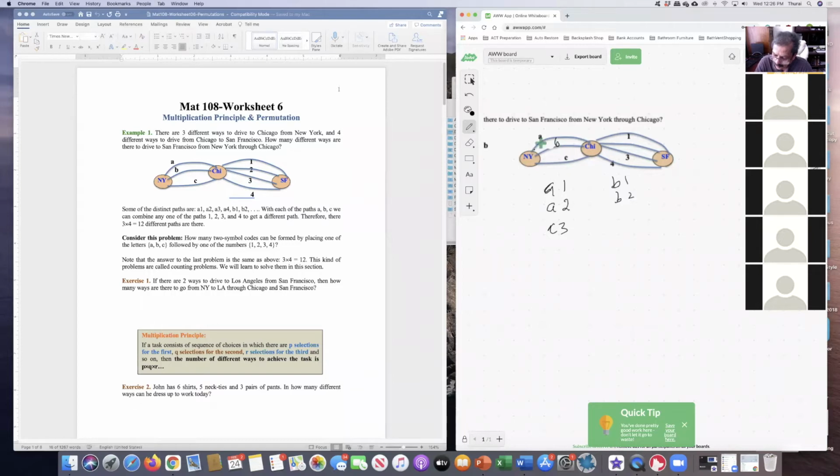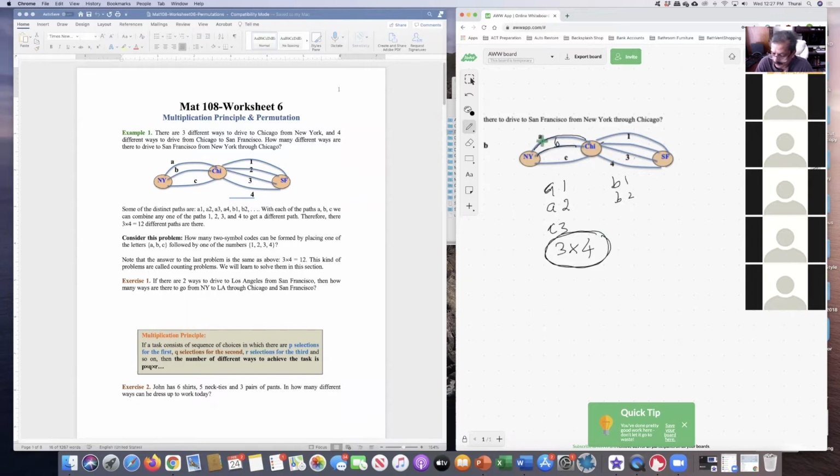For each one here, we can combine all 4 in the second part. Each one here, 4 second part. So doesn't that mean 3 times 4 will be the total count? Everybody agree with that? For each one path here, there are 4 paths in the second part.